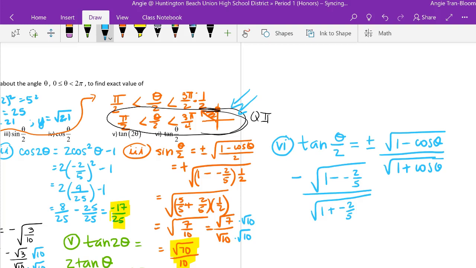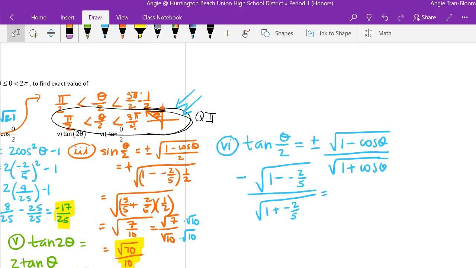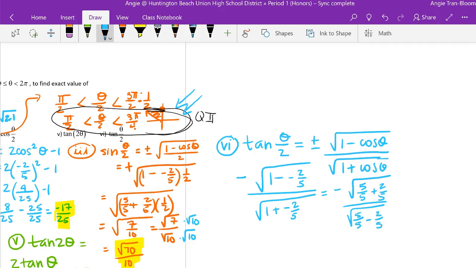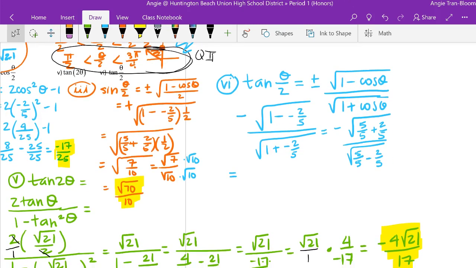From here, there are multiple ways to simplify, okay? So you go and simplify whatever method you wish. I'm just going to start with finding common denominator. So carry the negative over. Common denominator is 5/5 plus 2/5, okay? Divided by 5/5 minus 2/5. And keep on going. So here we go. So on the top, I would have a negative square root of 7/5, okay? All over on the bottom, I would now have a square root of 3/5.